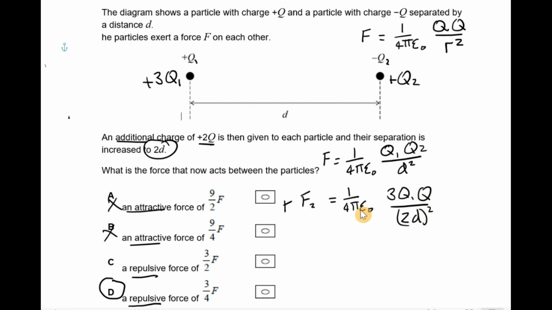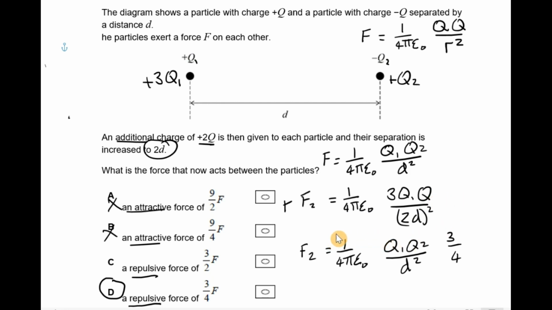So I'm going to rearrange this equation in the following way. F2 is equal to 1 over 4 pi epsilon 0 Q1 Q2 over d squared, multiplied by 3 over 4. Now, if you're not 100% sure or happy that this equation is equivalent to the one above it, pause the video now and just satisfy yourself that it is correct.